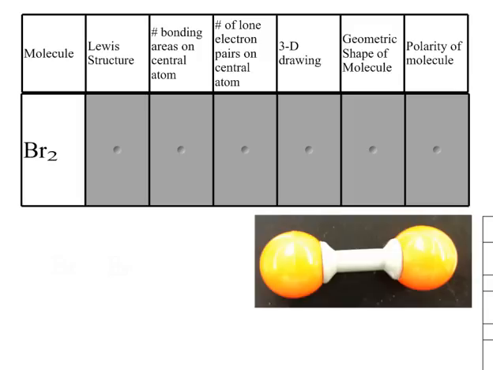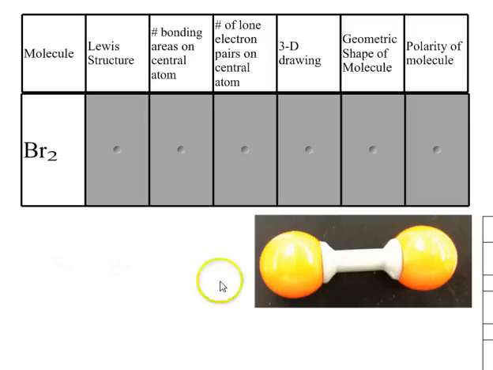If you're doing this lecture in the classroom, you'll have access to model kits. But since you're watching this on video, my guess is that you don't have access to a model kit. So the model of that particular molecule is being demonstrated for you in this picture right here. This is Br2. Each one of these orange atoms represents a bromine atom.